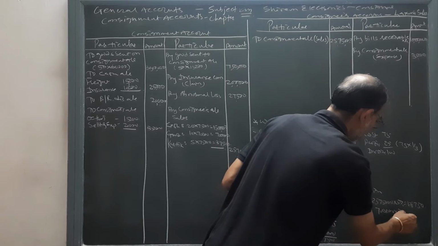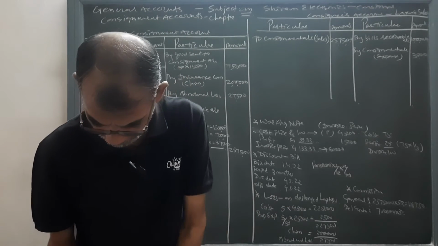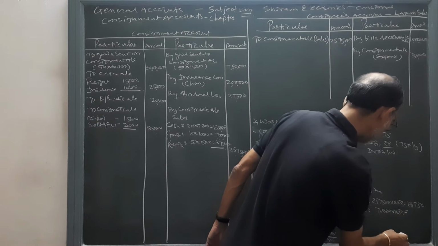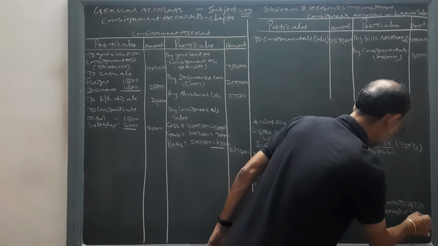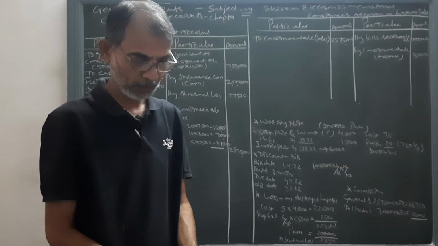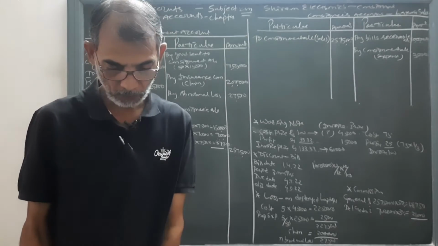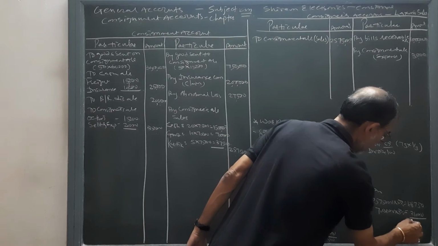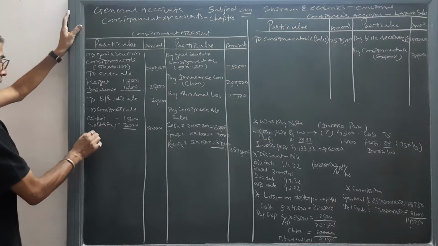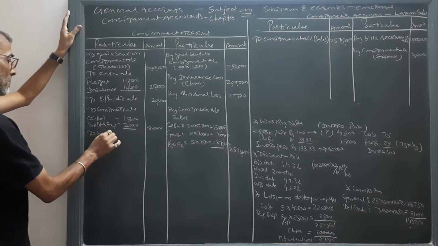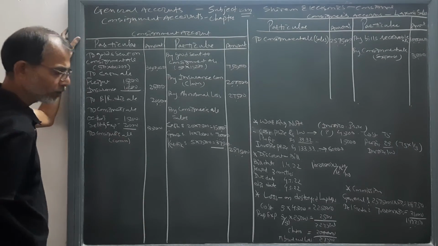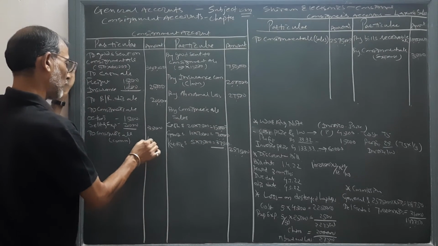Seven lakh into 3% is 21,000. Now 1,28,750 plus 21,000 is 1,49,750. On the debit side of the consignment account, to consignee's account, commission 1,49,750.